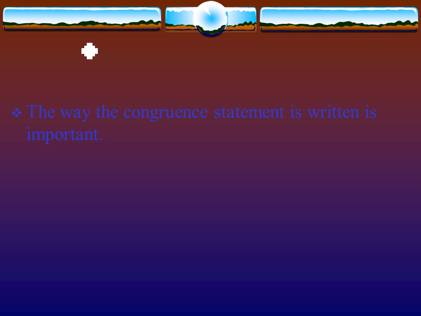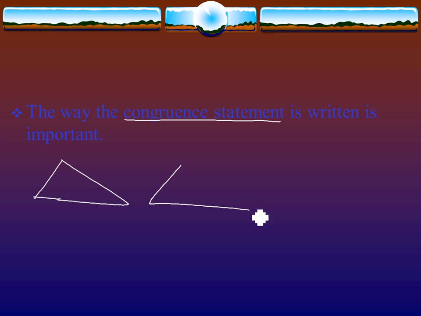All right, the way a congruency statement is written is important. A congruency statement is this. If I draw a triangle, you might want to draw these triangles down there so you know how to do them. Notice, do I draw basically the same triangle every single time? Yeah. Does that mean that every triangle is going to look that way? No.